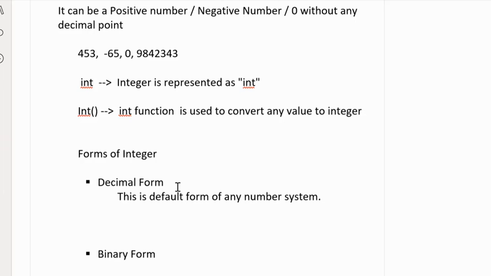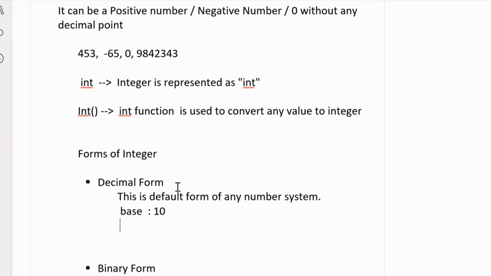Now, the base of this decimal form is 10. That is, the decimal form has 10 different digits to represent any value you take in the decimal form. That is a combination of these 10 digits. That's why we call the base 10. With these base numbers we can combine and show any decimal number.